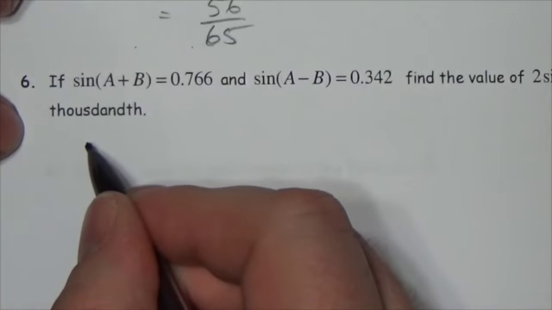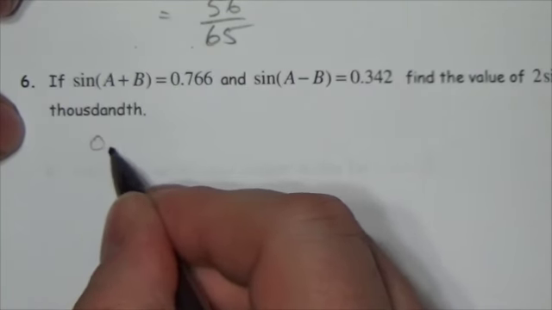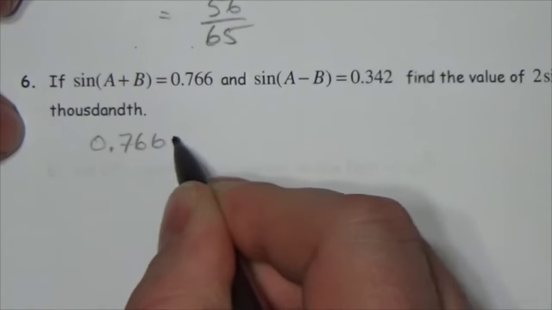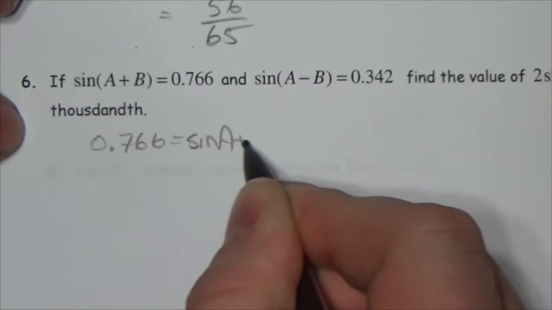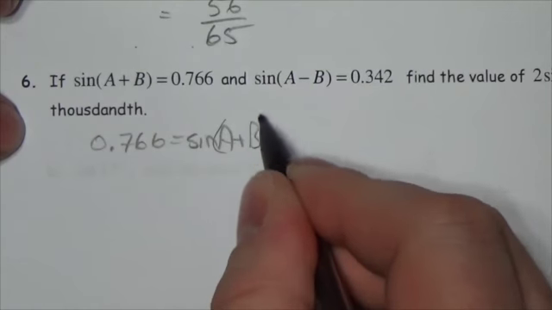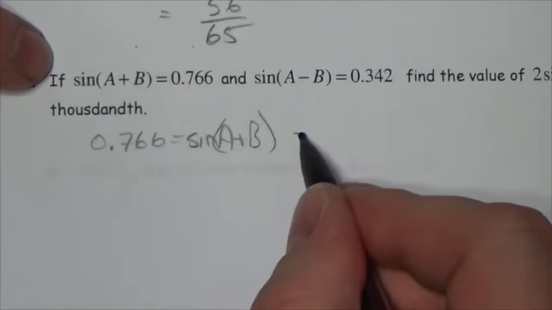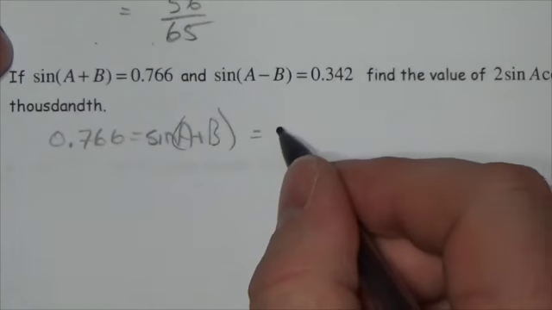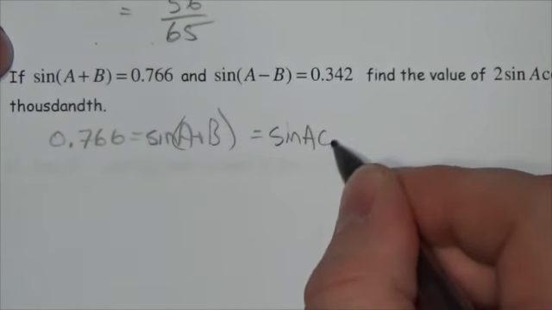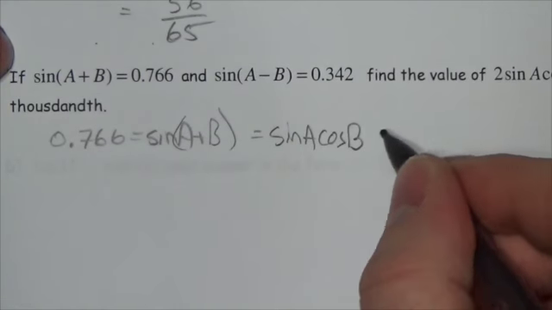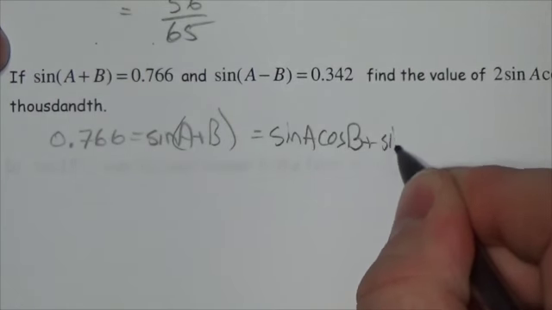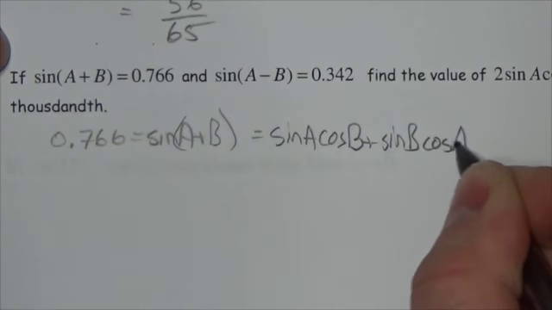Okay, so we're told that the sine of A plus B, and I'm going to write it like this, the sine of A plus B is 0.766. Now, what that means to me is that 0.766 is going to be the sine of A cosine of B, plus the sine of B cosine of A.